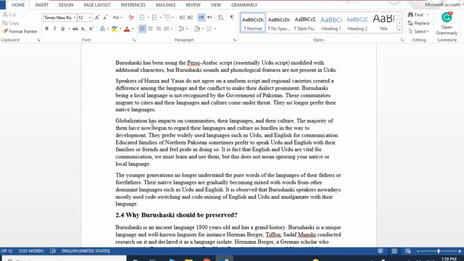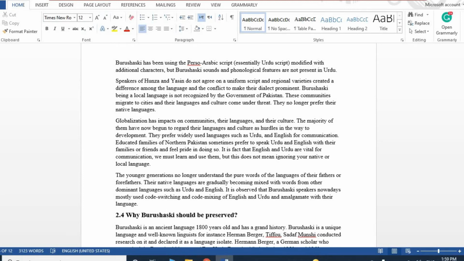And globalization, that is always a challenge to every language. Westernization, the Western culture that dominates, and the Western language, the English language, that dominates all over the world nowadays. So the local languages are prone to decline or to endangerment. And apart from that, the new generations are inclined towards English, so they are just ignoring their native languages.